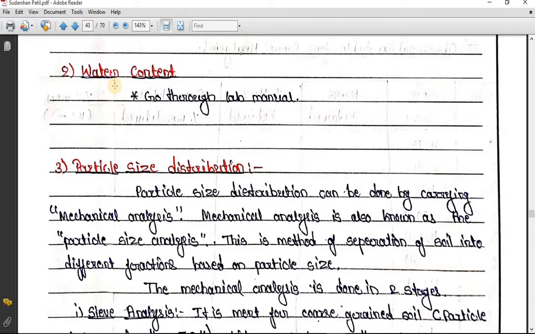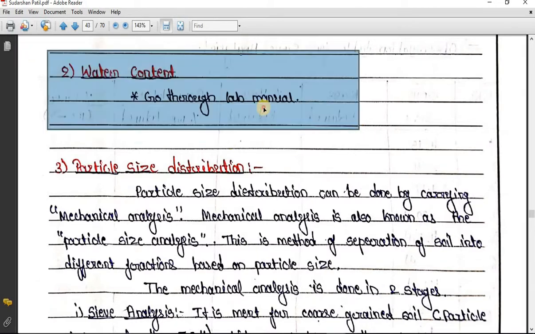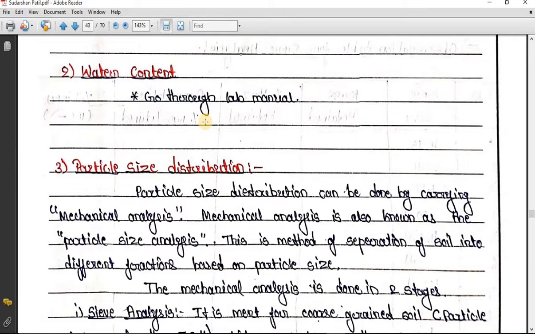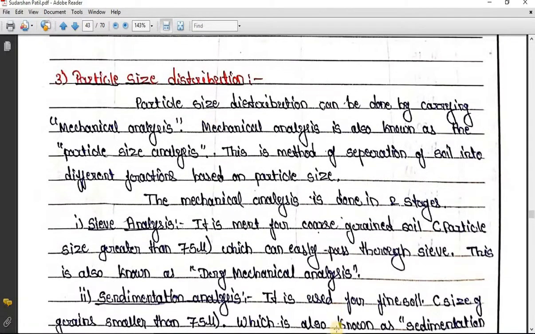After keeping it in the oven, the entire moisture content will escape, so the wet soil will become dry. I weigh it and consider it as W3. W2 minus W1 gives the weight of wet soil, divided by W3 minus W1, which gives the weight of dry soil. Like that I find out the water content. It is also given in the lab manual as a simple procedure, you can go through it later.